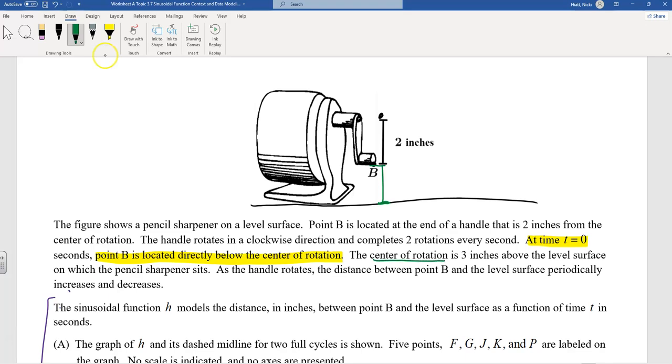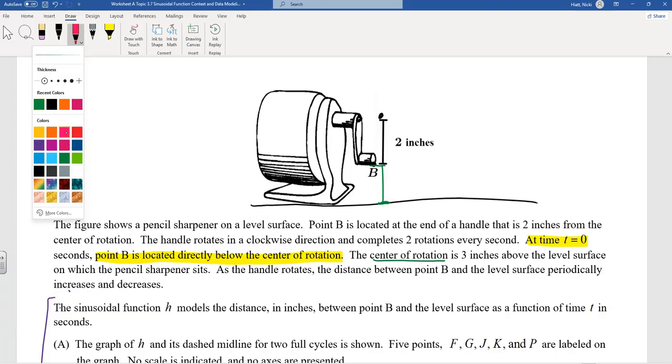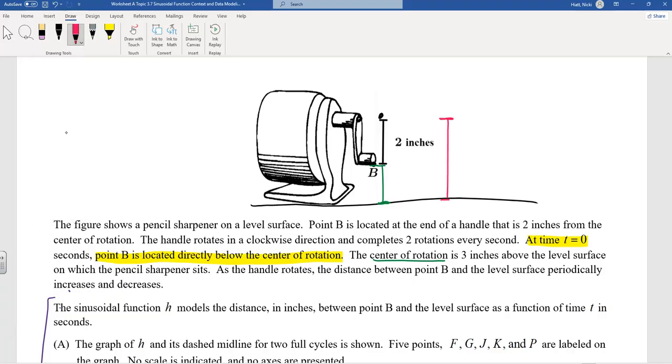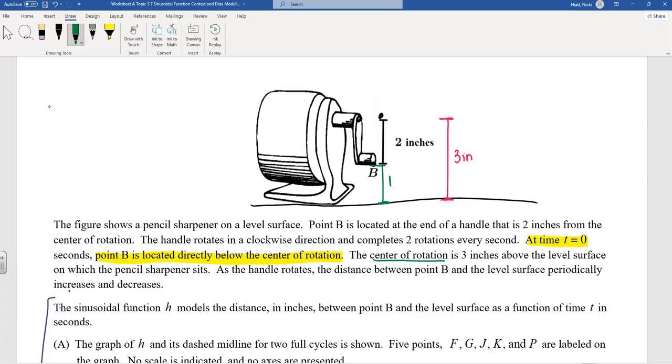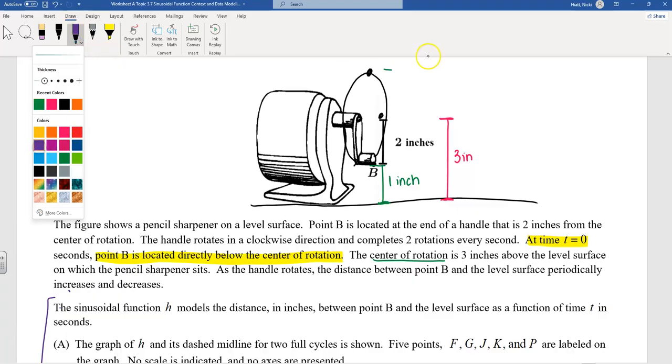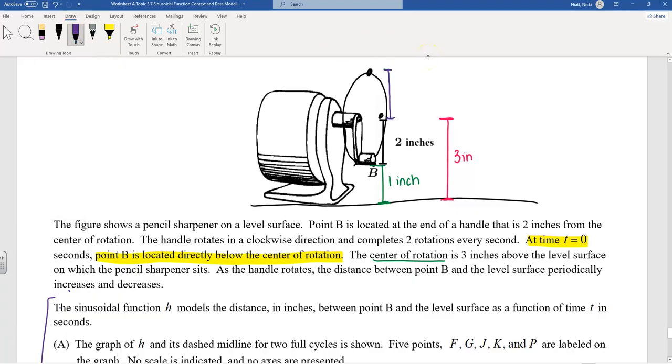Center of rotation is 3 inches above. So actually, let me draw something else in here. The center down to the flat surface, that is 3 inches. So what I just drew right here, the lowest point, what is that going to be? 1 inch. And then as this handle rotates around, it'll hit a highest point up here, and that is also going to be another 2 inches above, right?